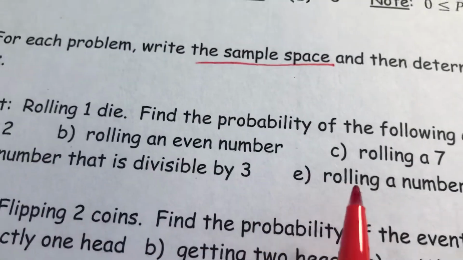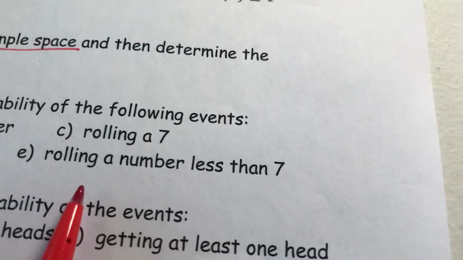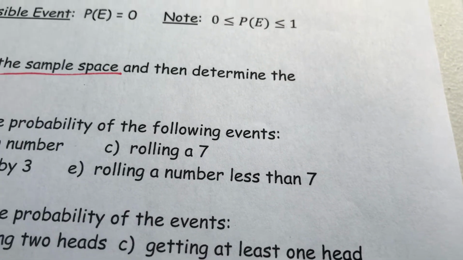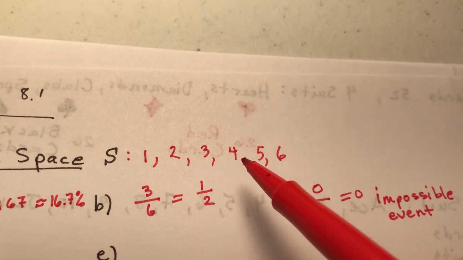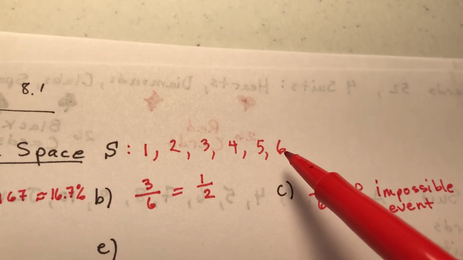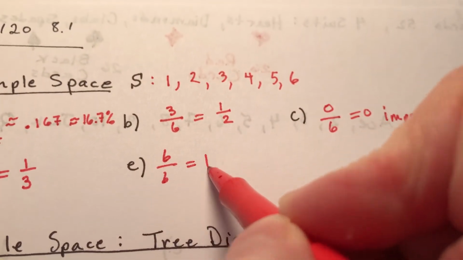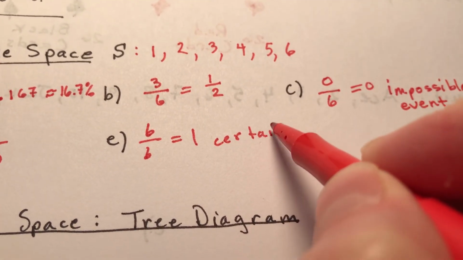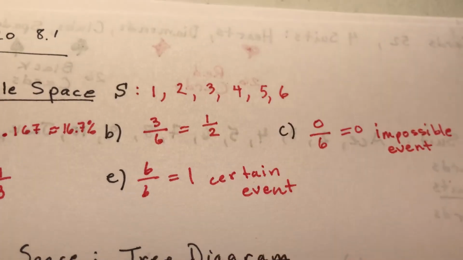Now it says E. Is that where I am? Yes. What's the probability of rolling a number less than 7? So I'm going to look. 1 is less than 7, 2 is less than 7, 3 is less than 7, 4 is less than 7, 5 is less than 7, and 6. So all of these. So this is 6 out of 6, which is 1, and this is considered a certain event. You will certainly roll a number that is less than 7.